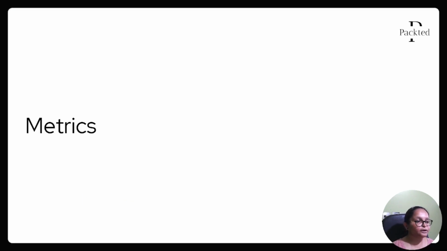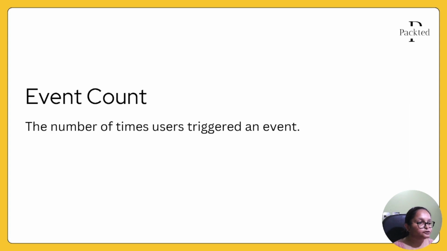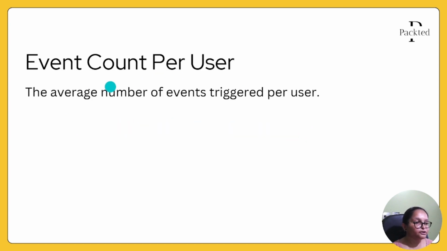Now we will look at the metrics of the report, because there was only one dimension present. So the first metric is event count, which tells you the number of times users triggered an event. The next is event count per user, so the average number of events that are triggered on a per user basis.